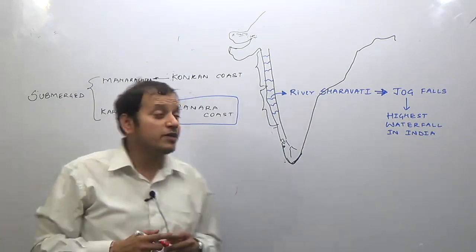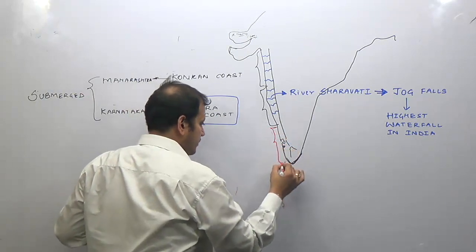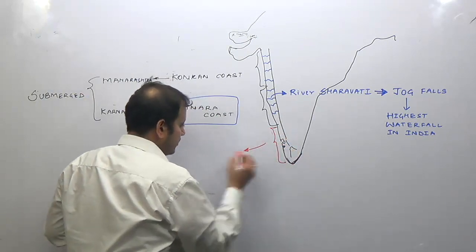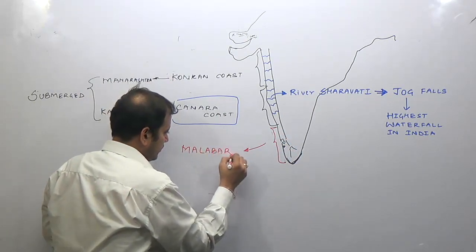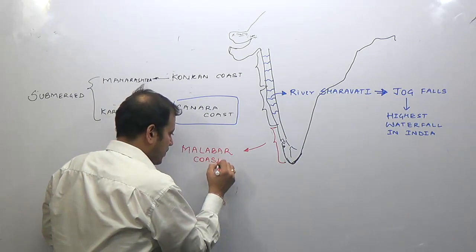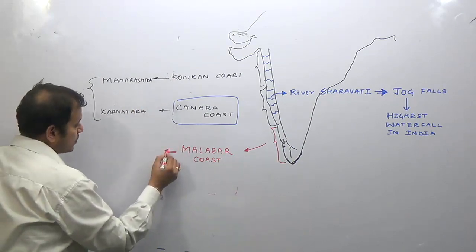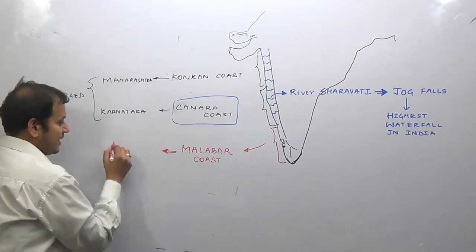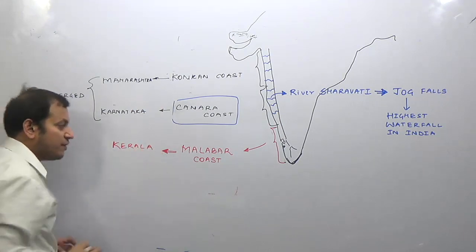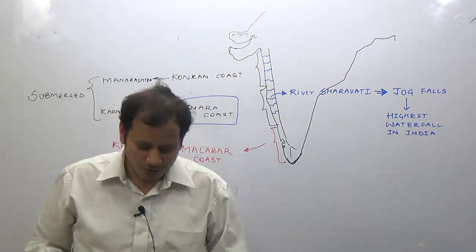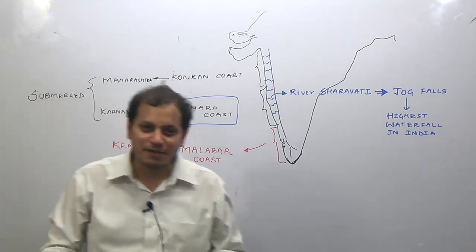Now, the last coastline on the western coast of India is the Malabar coastline. The Malabar coast is what? The Malabar coast lies in which state? It lies in the state of Kerala. Now, what is the Malabar coastline known for? Why is the state of Kerala famous?